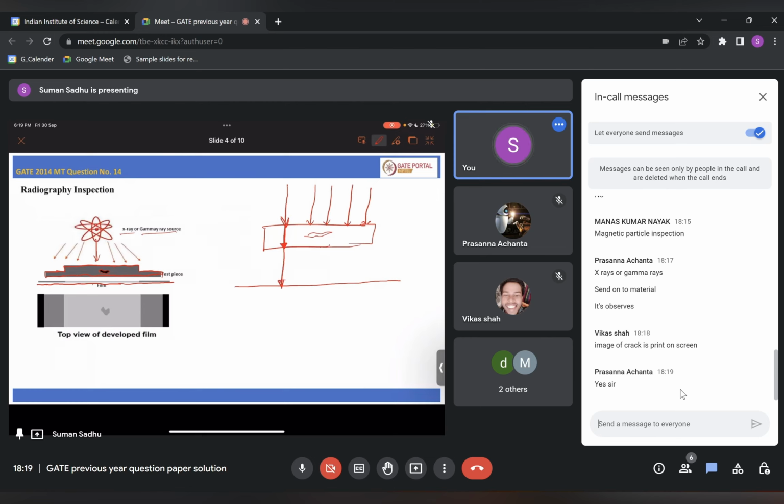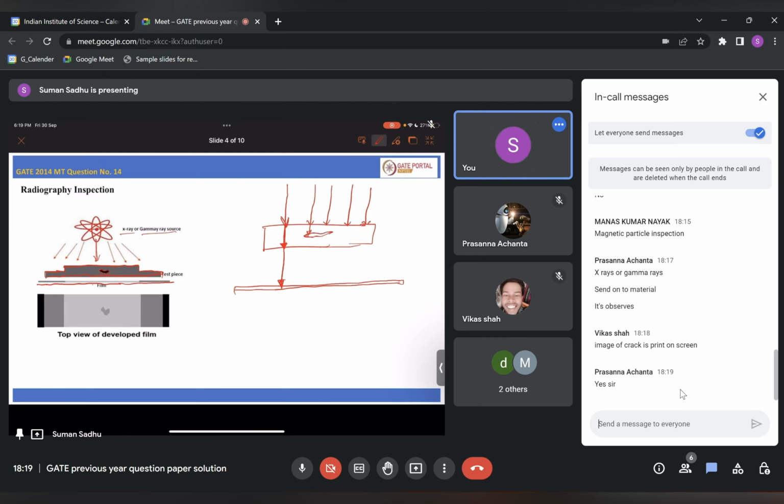Now in this film, if the more intense X-ray comes, it will make that location more black. Okay, if the less intense beam is coming, then it will not cause that much blackening of that film, right? So now let's consider this location. Here one crack is present. Crack means there is no material there.